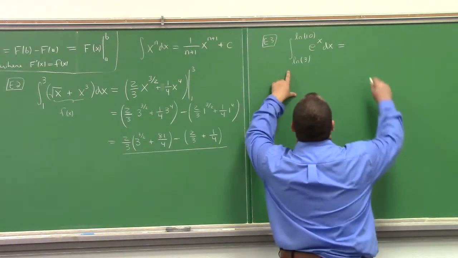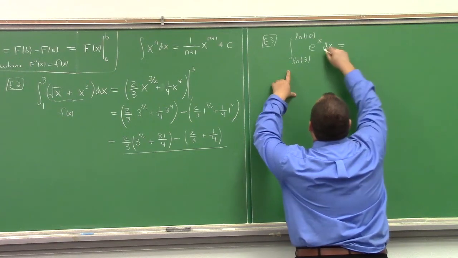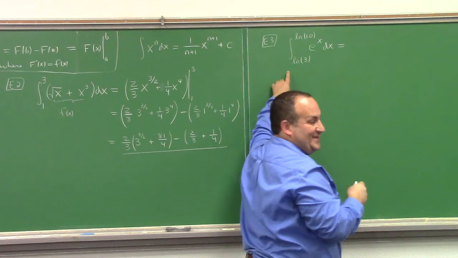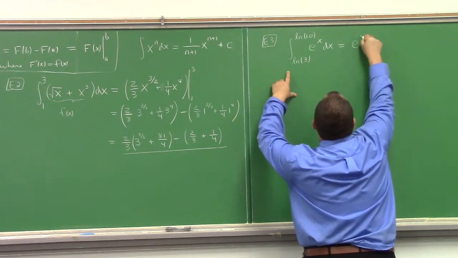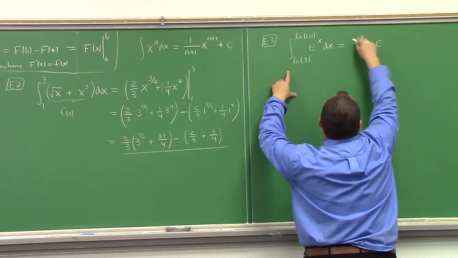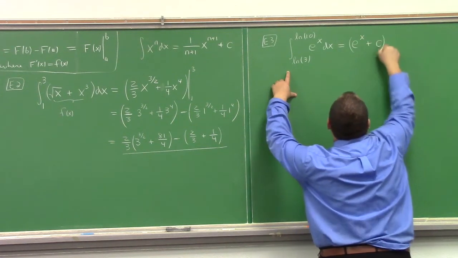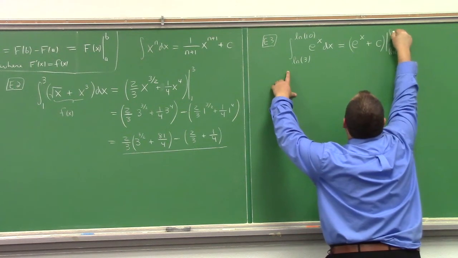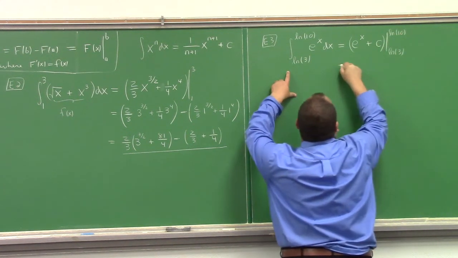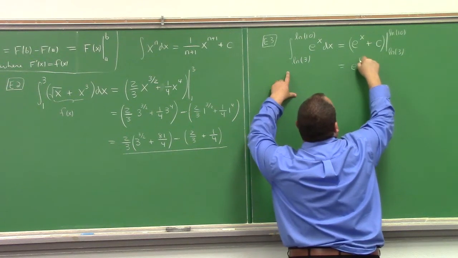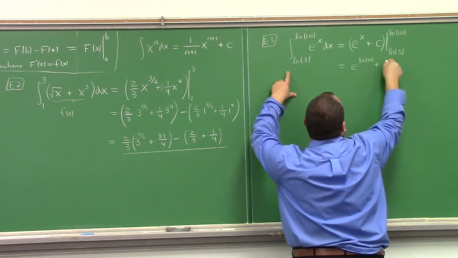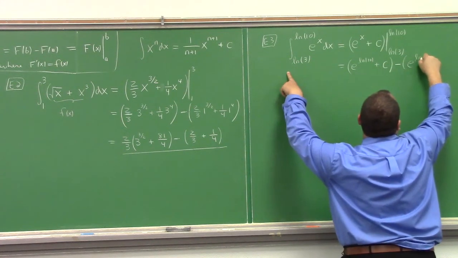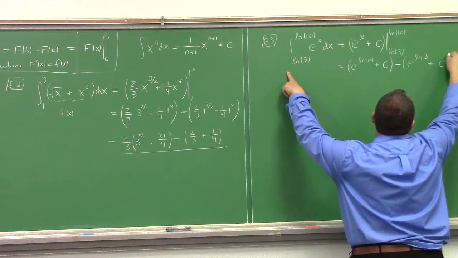This one here, what did we get? What's the antiderivative of e to the x? E to the x plus c. Okay, I'll even add the c. And I'm going to add the c this time because, why didn't I do it the last couple times? Why wasn't I worried about it? Let me show you why. So this is e to the log 10 plus c, minus e to the log 3 plus c. See what happens with those c's?